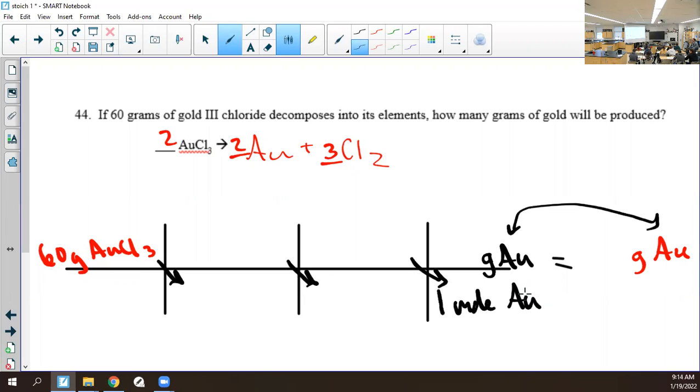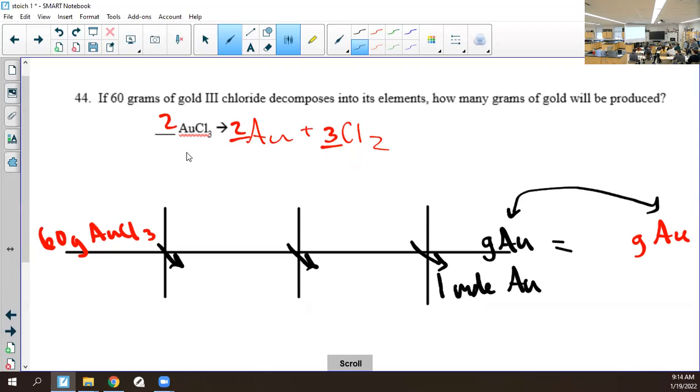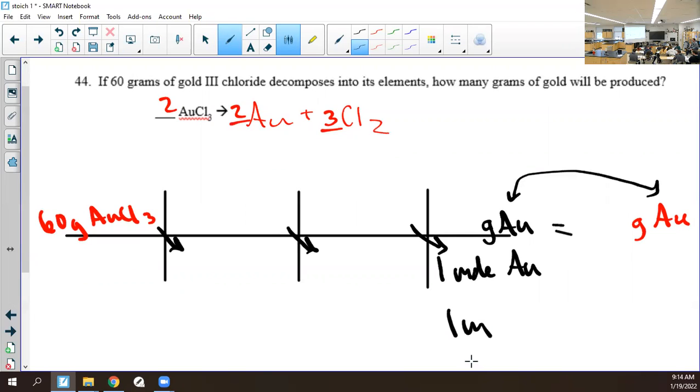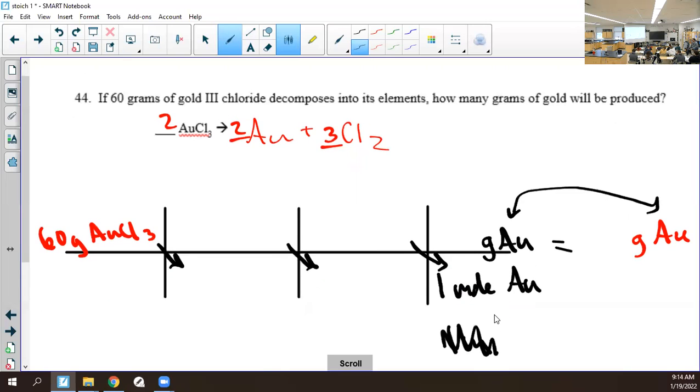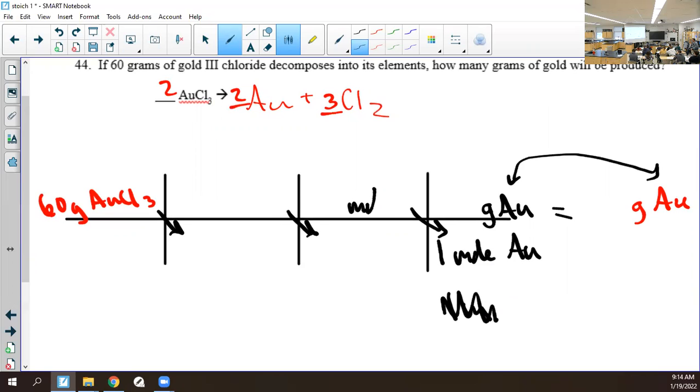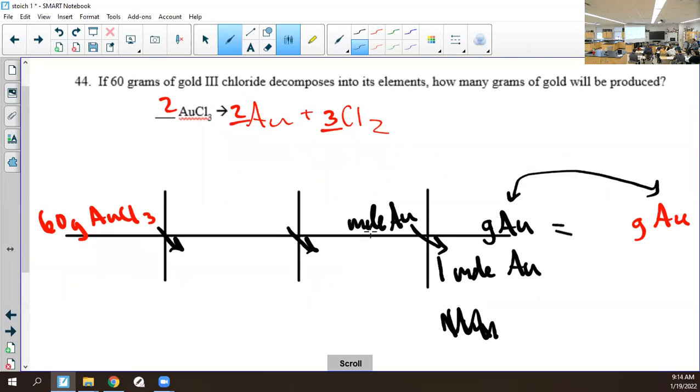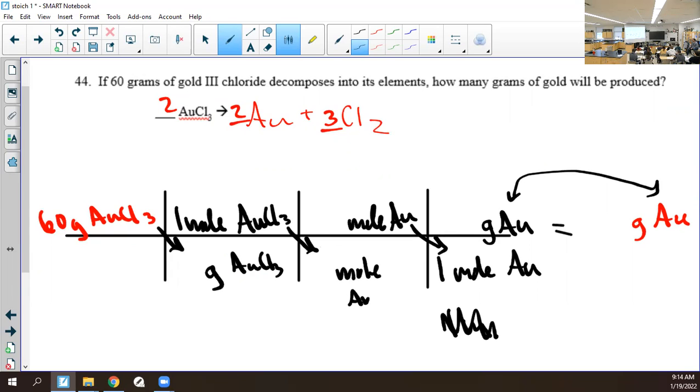A lot of you are starting to get a little lazy and like, so let's pretend you just had like 1 M. Well, that's great, but well, then what goes up here? We don't know. We need to be more specific. We have moles of Au right here. And then I don't know what goes there, so I better go back to the start. If these are grams of gold 3 chloride, then this better be grams of gold 3 chloride. And grams, we just said, is always per 1 mole of the exact same substance, which means this must be mole AuCl3. And then we're doing all right.